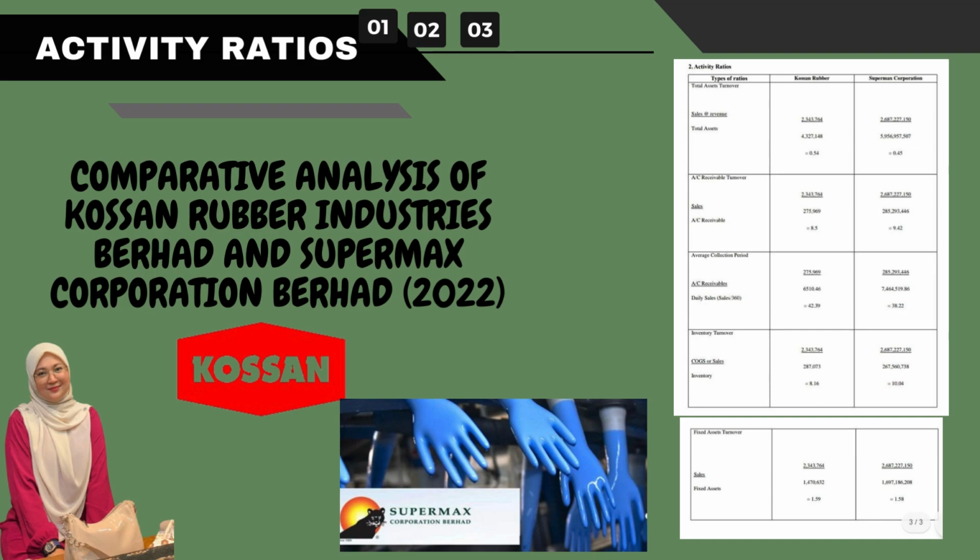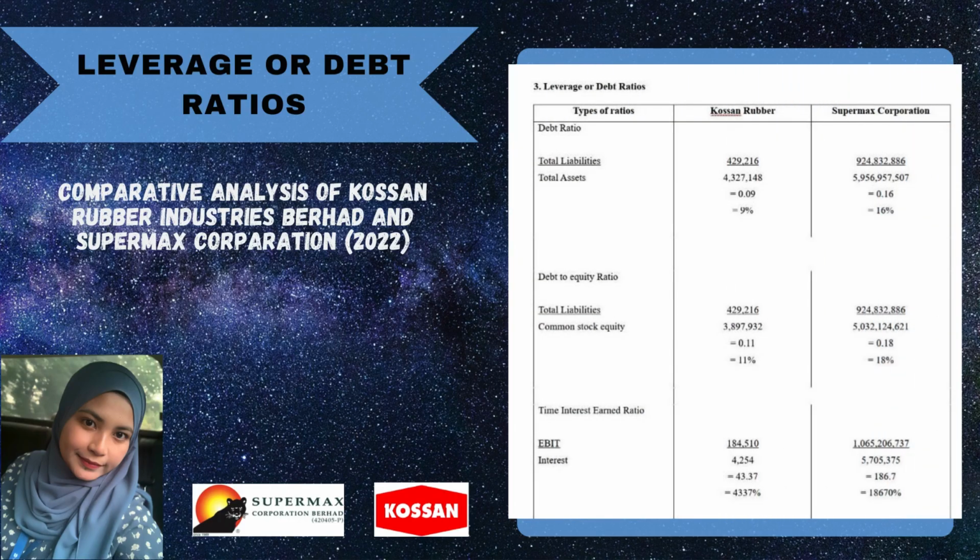The last one is fixed asset turnover. A higher fixed asset turnover ratio indicates the effectiveness of fixed assets to generate sales. Supermax Corporation's fixed asset turnover ratio drops compared to Kosan Rubber's, which is 1.58 to 1.59. A lower fixed asset turnover ratio indicates that Supermax Corporation's management is less effective in using their fixed assets to generate sales.